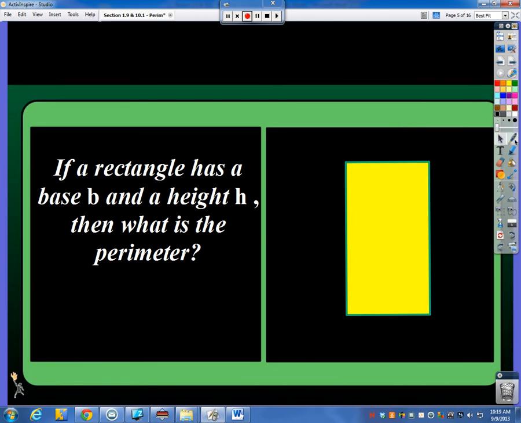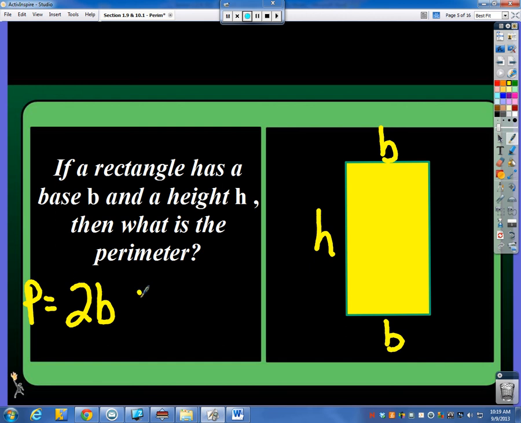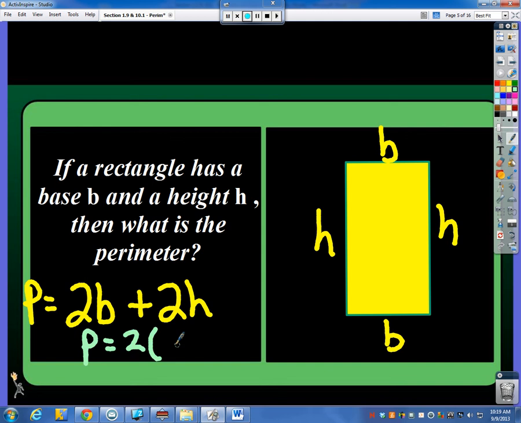Then if we started talking about a rectangle, a rectangle is going to have a base b and a height h. Then what would the perimeter of it be? Well, we've got two bases, here and here. So there's 2b. So P, perimeter, equals 2 bases plus 2 heights. So 2b plus 2h. And then if you really wanted to get fancy here, you could factor out the 2 and say the perimeter is 2 times the quantity, base plus height. Either way is fine. I typically just stick with 2b plus 2h.